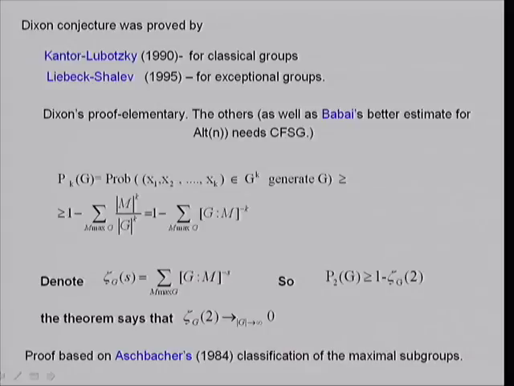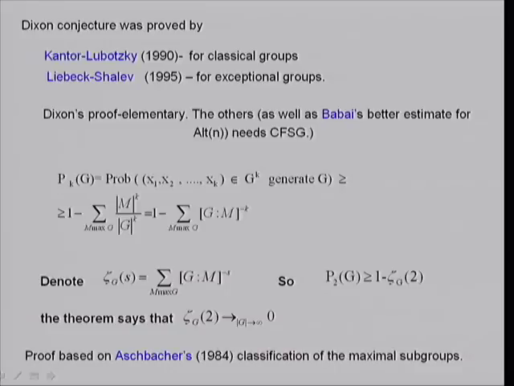And really, the theorem up there, the Dixon conjecture, what Bill Kantor and I proved, and what Liebeck-Shalev and Babai proved, is that in all these cases, the inequality says that P2 of G is 1 minus the value of the zeta function at 2. And what we really proved is that zeta_G(2) goes to 0 when the order of the group goes to infinity. Okay, so this is just a formal thing, completely trivial. But now you really have to evaluate this.